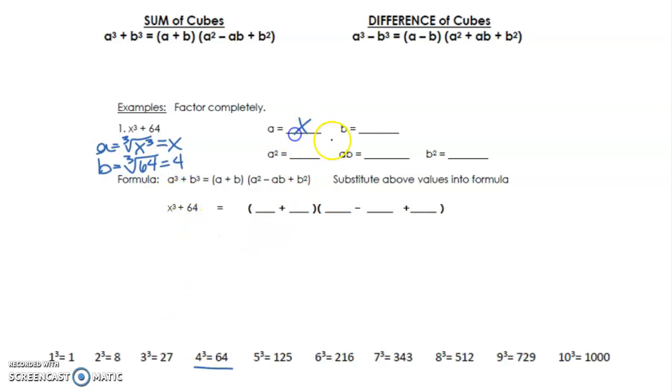So 8 is a cube, and x to the sixth is x squared. I'm going to use a squared, a times b, and b squared for my trinomial. And I'm going to substitute all of those values in the formula. So in my sum of cubes formula, I have a plus b, so x plus 10. And next term, I have a squared minus a times b plus b squared.